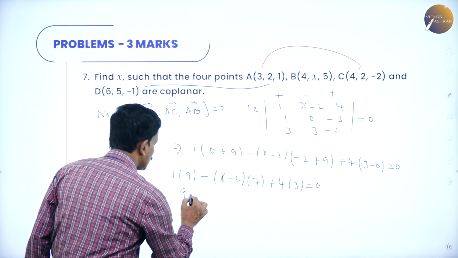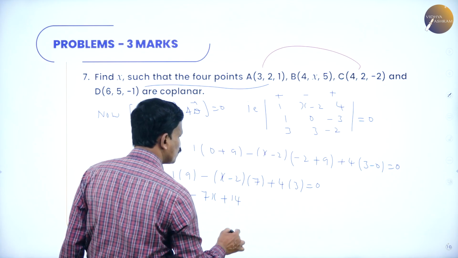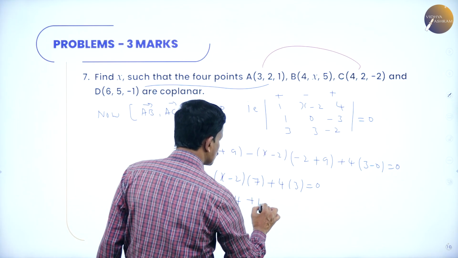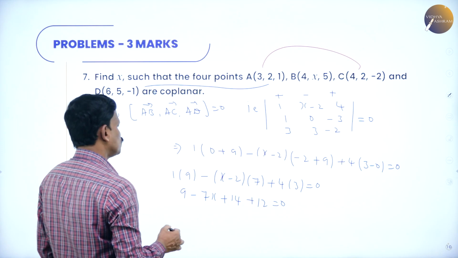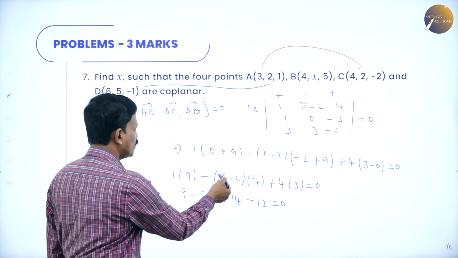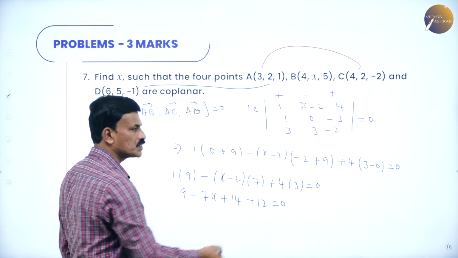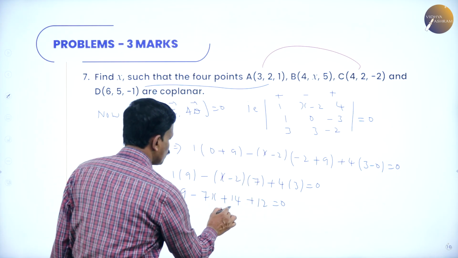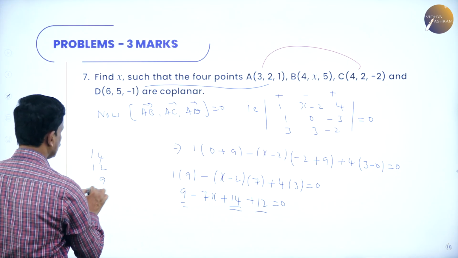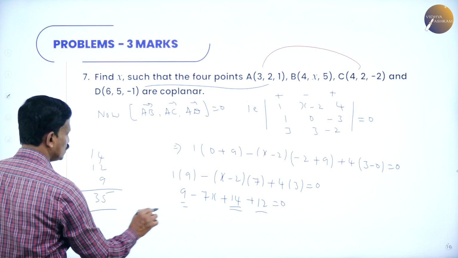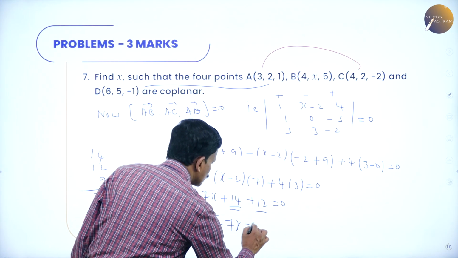So this is 9 minus 7x, minus into minus plus 7 2s are 14, plus 4 3s are 12, is equal to 0. Now what is this equal to? 9 1s are 9, minus 7 into x is 7x, minus into minus plus 2 7s are 14, plus 4 3s are 12. Now add this. So 14 plus 12 plus 9 is equal to 35. So this is 35 minus 7x is equal to 0.